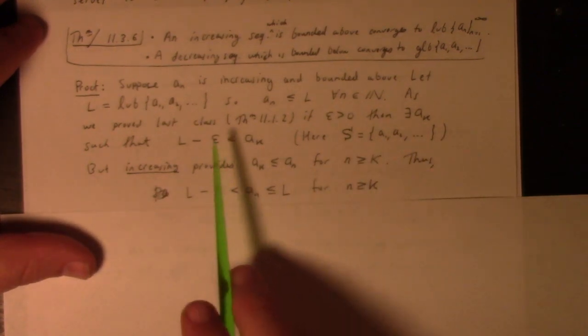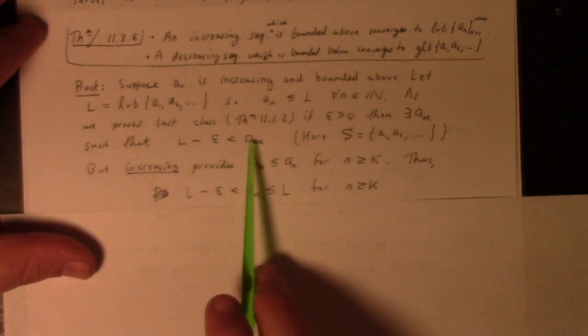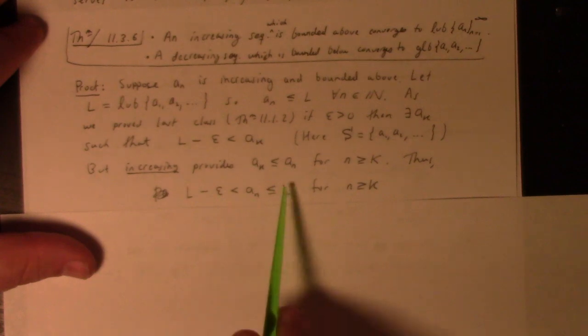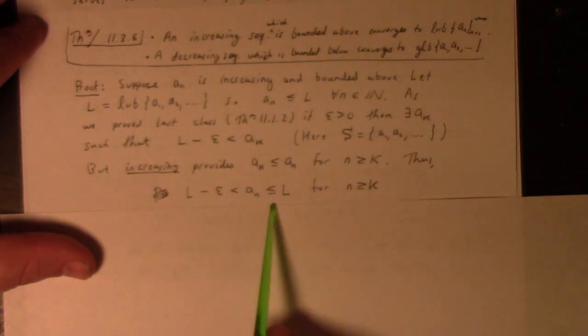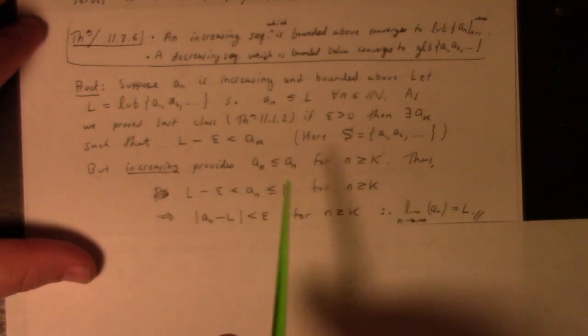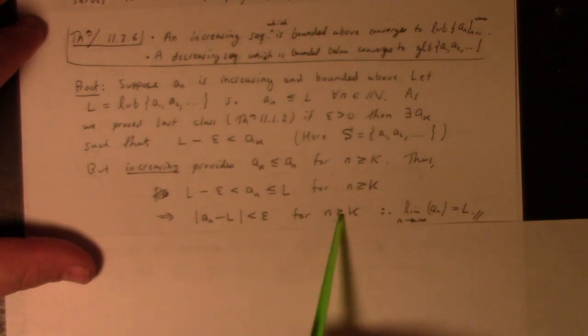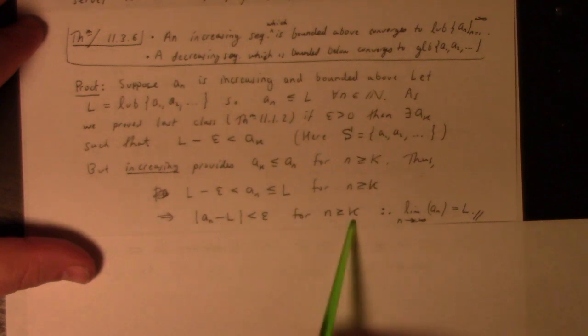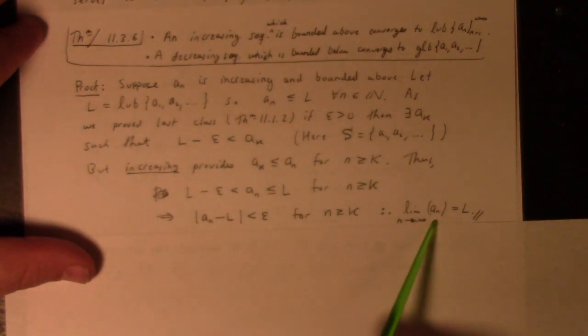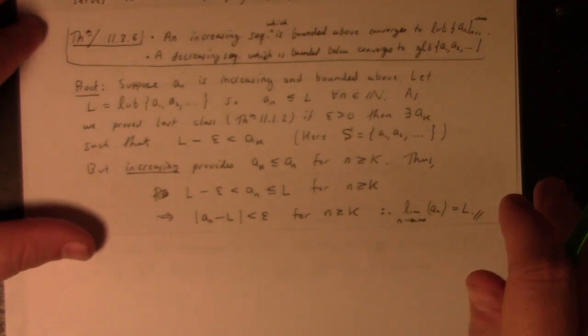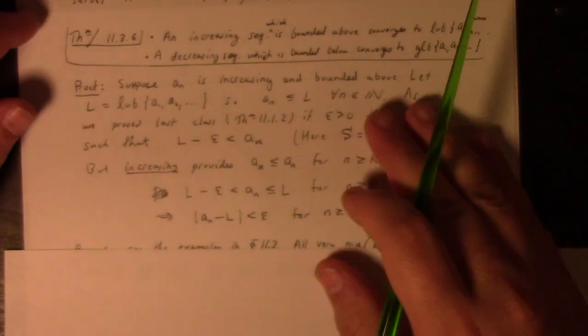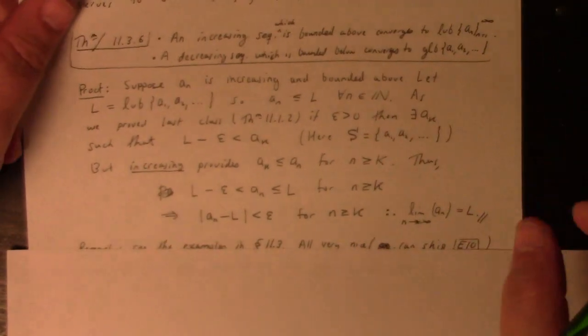Thus, L - epsilon is less than a_n, right? If there's an a_k in between there. But, oh, by the way, a_n is less than or equal to L. We already have that, so we have this. And that implies that the absolute value of a_n - L is less than epsilon for n greater than or equal to k, which is precisely what we need to prove that the limit of a_n as n goes to infinity is equal to L. So there's the proof of the bounded monotonic sequence theorem. It's almost a corollary to what we did last class.